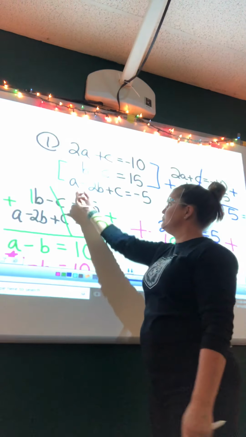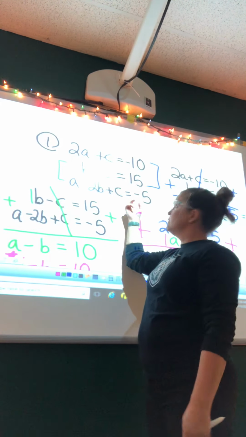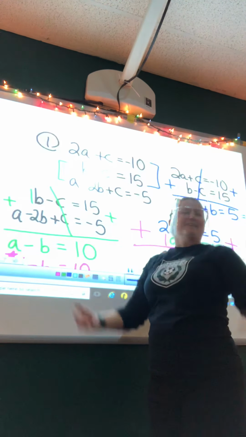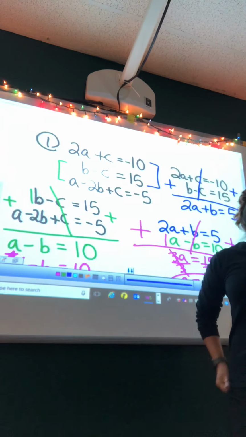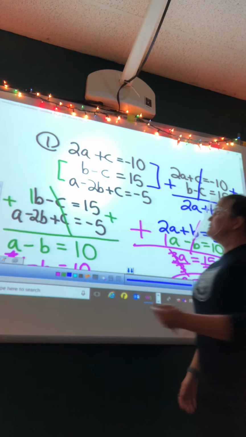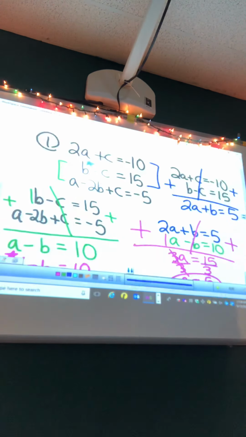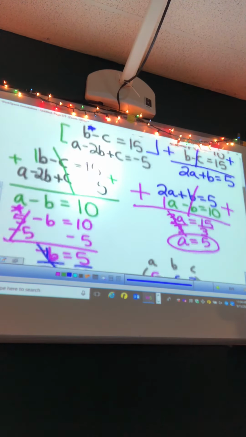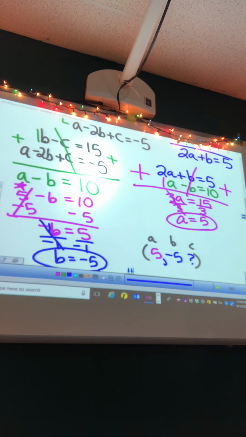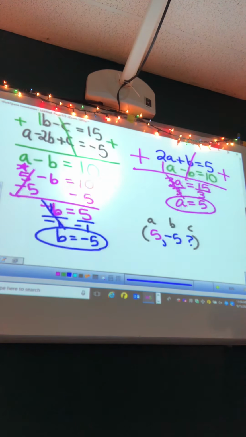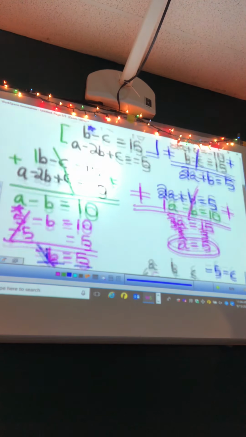We can do that. Could we go into the bottom one? Yeah. Could we go into the top one? Doesn't matter. Again, as long as we show our work. We going in the second one then? Is that good? Just take our b. All right. So b is negative 5, and it's really negative 5 minus c equals 15.